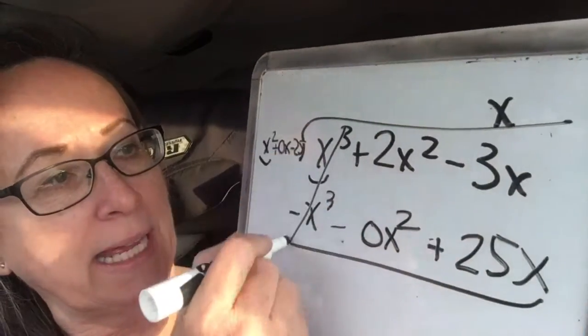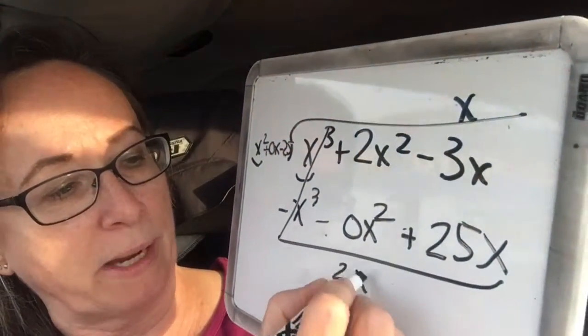Okay, so now this one's going to cancel. This one is going to be a 2x squared.